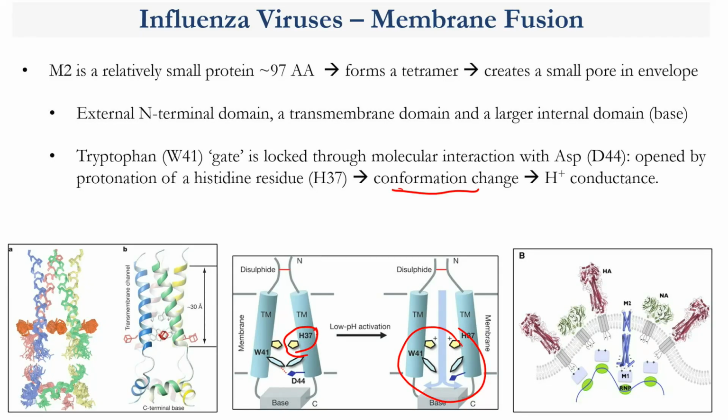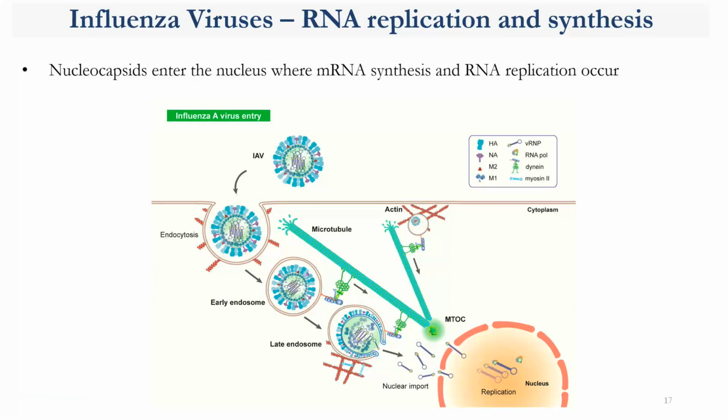Okay? So again, here's your HA protein with the transmembrane domains. You're forming these clusters, and once you cause this conformation change, protons can move through this channel. And as the interior acidifies, you are going to start loosening the core and getting ready to release particles into the cytosol. Now, once you have these nucleocapsids, they need to enter the nucleus to make mRNA. This is where mRNA and RNA synthesis is going to take place. So RNA replication can take place.